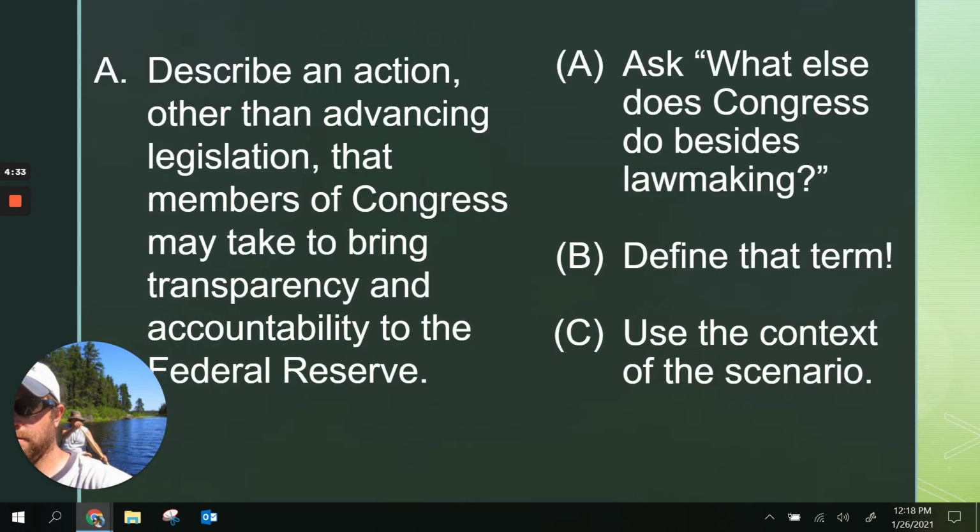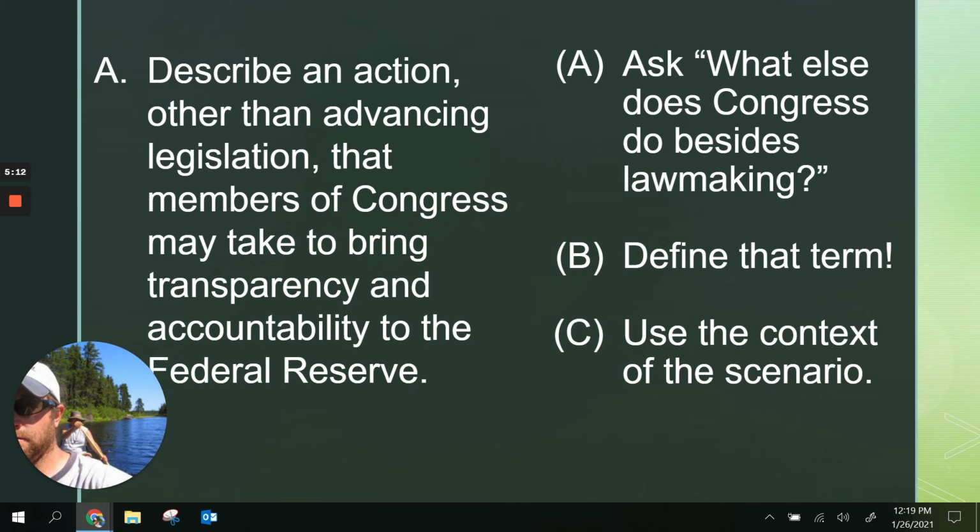So in A, okay, describe an action other than advancing legislation, so other than making laws, that members of Congress may take to bring transparency and accountability to the Federal Reserve. That's your context. So you have to ask yourself, what else does Congress do besides lawmaking? Now, we're in that unit right now. Eventually, you're going to find that a big thing that Congress does is provide oversight. So they basically make sure that the executive branch is executing, enforcing the laws as they intended. Okay, so they can conduct investigations through their oversight power.